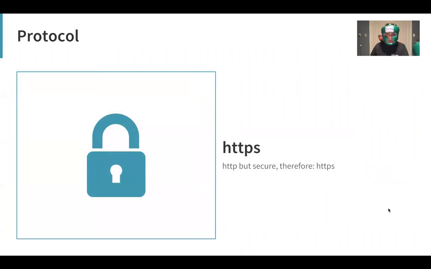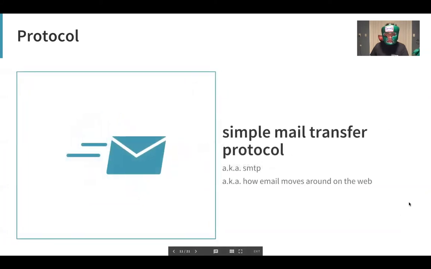HTTPS is the same, but with security. So you got an S at the end of it. So it's HTTPS. Most websites these days are secure HTTP. So you'll see that in the browser. There's usually a lock icon or something. So that's how you know that's secure. There's something called Simple Mail Transfer Protocol, SMTP. This is how email moves around on the web. So those of you with smartphones, if you had to set up your email on your phone, you probably had to enter some kind of simple mail transfer protocol, some set of numbers.